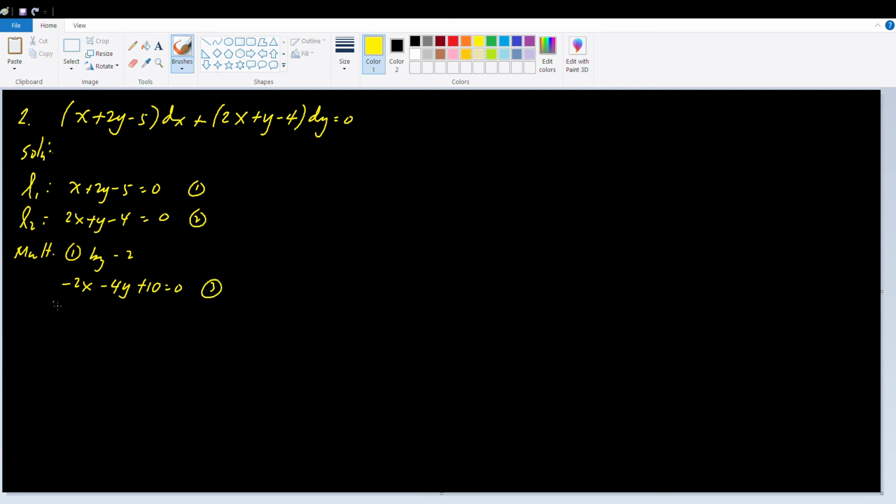So we now add equations 2 and 3. So x is eliminated, y minus 4y, that will be negative 3y. And negative 4 plus 10 is positive 6. So that makes y equal to 2. So if y is 2, x plus 2 times 2 minus 5 is 0. Our x is 4 minus 5 is negative 1, to the right, positive 1.